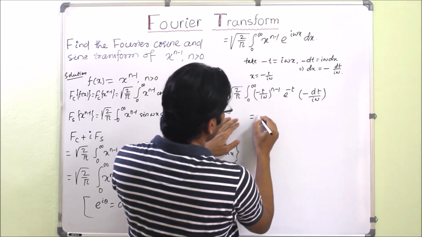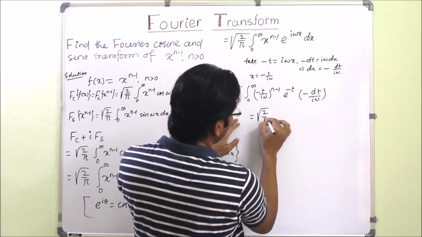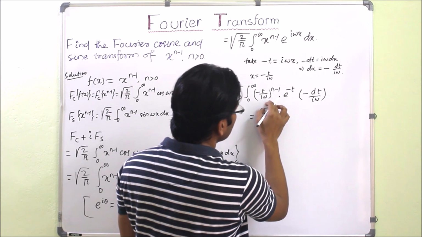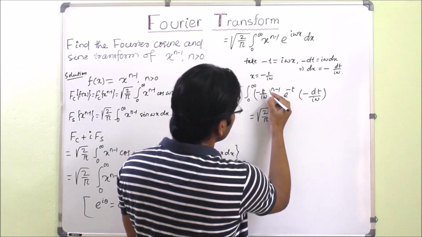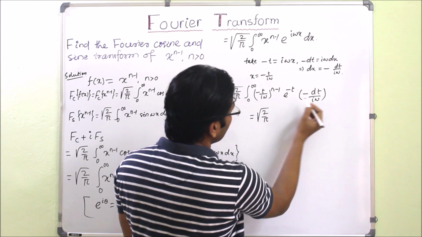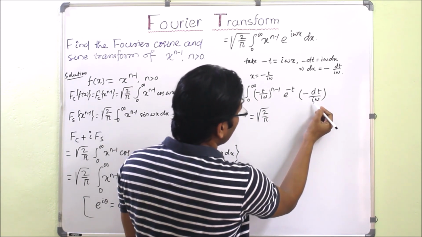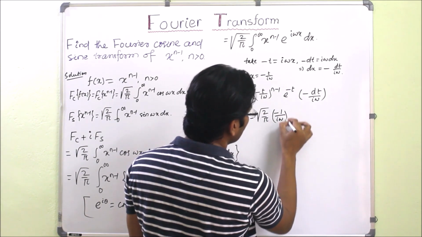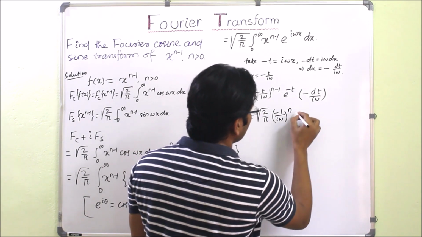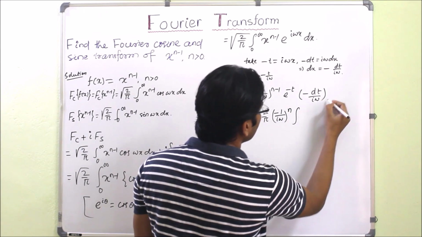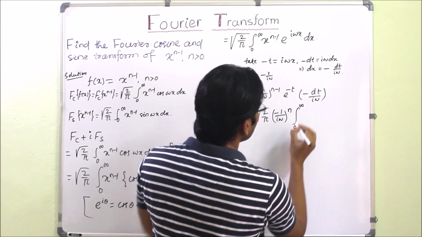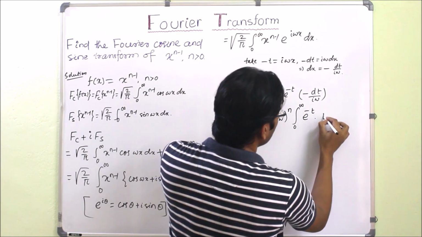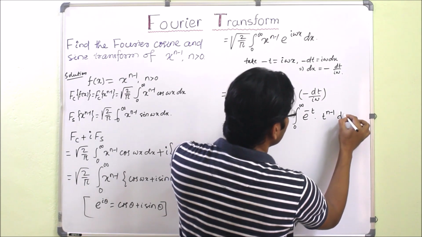So this again we can write square root of 2 by pi. Now here we have constant terms, so those we will take outside. Here minus 1 by iw, here also minus 1 by iw, so I can write minus 1 by iw to the power n. Then the integration here is 0 to infinity, e to the power minus t into t to the power n minus 1 dt.